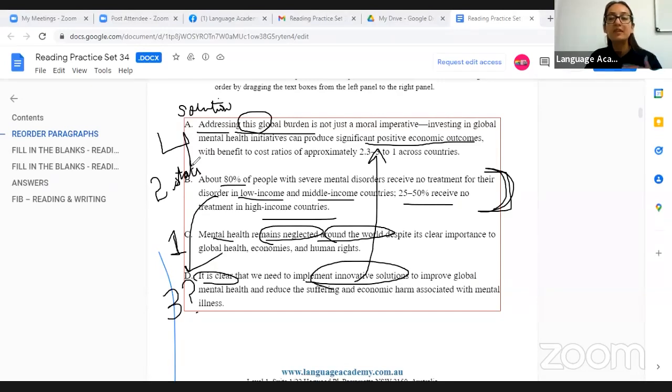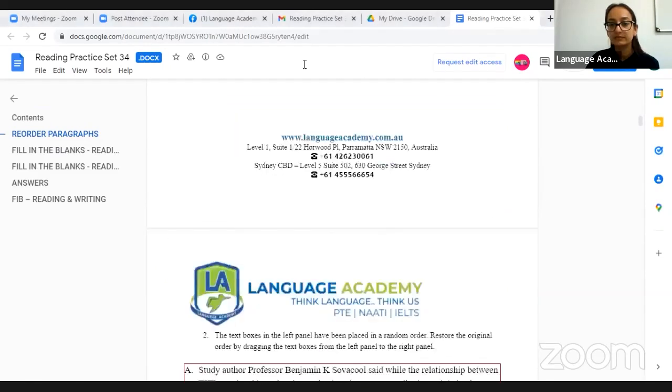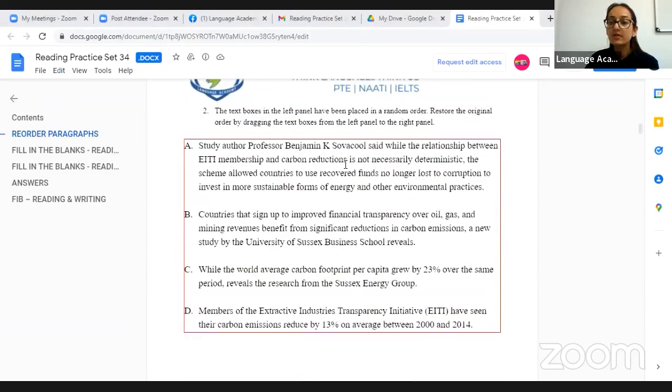Every time the previous sentence to your sentence should be the general version. First you say we need solutions, only then you give that what solution it can be. We can invest in global mental health initiatives and this can help us. So everything should have a reason for connecting with each other. Right? Now solve this question properly, thinking how we have discussed the first one, and you have 2 minutes for the second question.